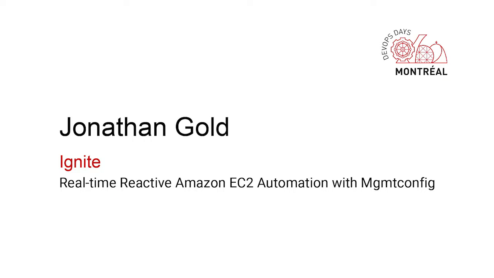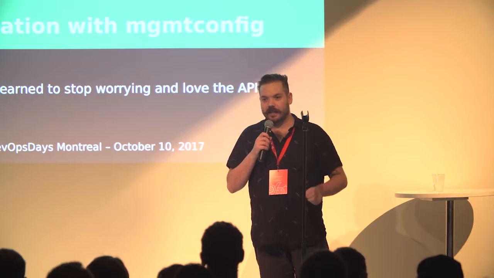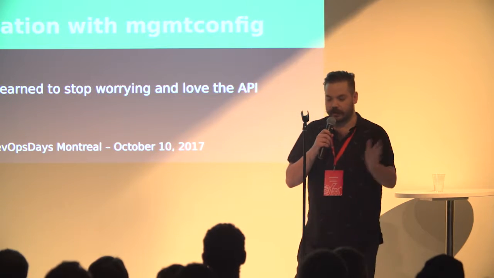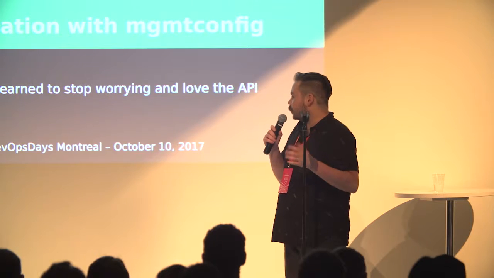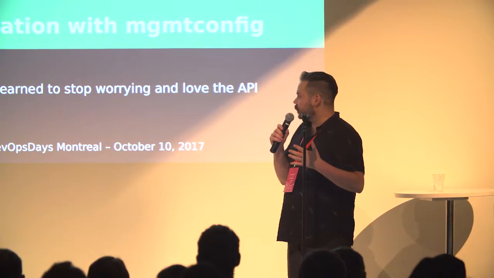Okay, so today we're going to talk about real-time reactive Amazon EC2 automation with MGMT config. That's the last time I'm going to read the slide, but it's really long. This is an abridged version of a longer talk, so I won't go into implementation details. We're going to talk about how you can put it to use.